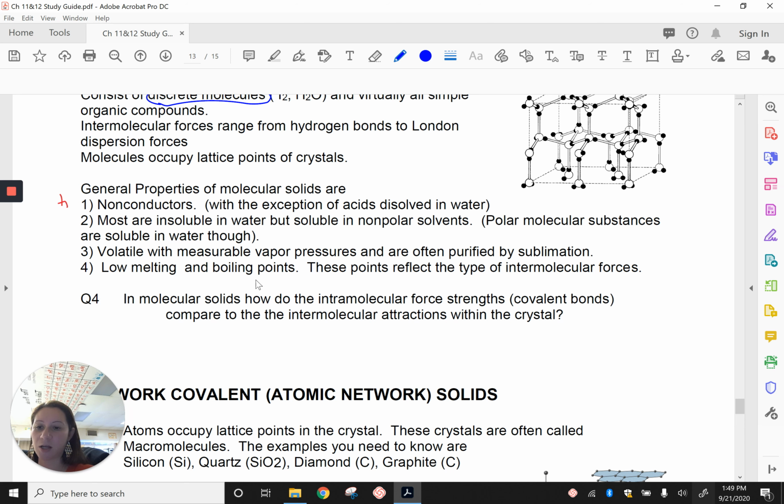So the lowest melting and boiling points are molecular substances, followed by metallic substances, followed by ionic substances, and then network covalent, which we'll talk about in a minute, have the highest melting points and boiling points. So let's look at this question. It says, in molecular solids, how do the intramolecular covalent bonds compare to the intermolecular force strengths?